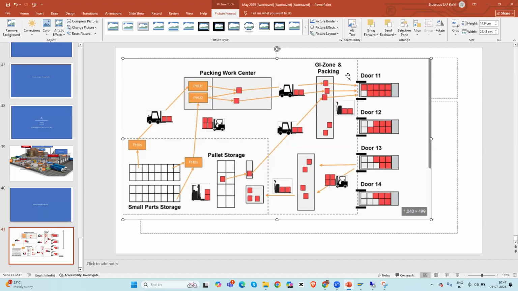Suppose you are using the same storage type for all doors, in this case we divide with sections. Section 1 is for GR and section 2 is for GI, something like that. In section 2, all bins belong to all doors. Got it? So door is one of the storage types here. To control whether the doors are free or not, whether the transportation truck should come and dock at the door or not, we control it with respect to bins. Clear?